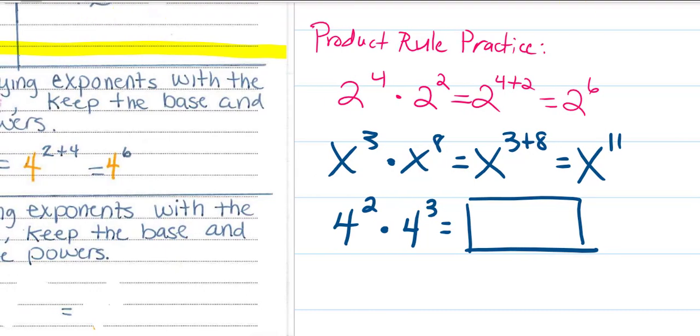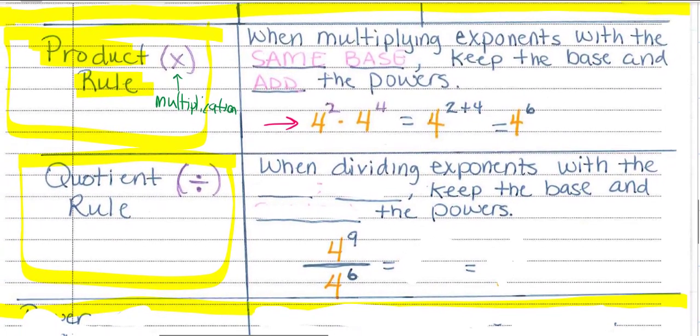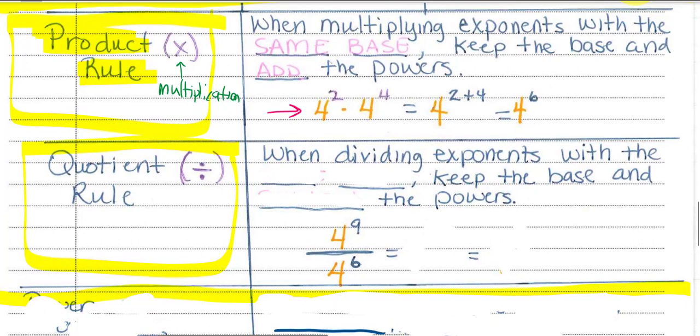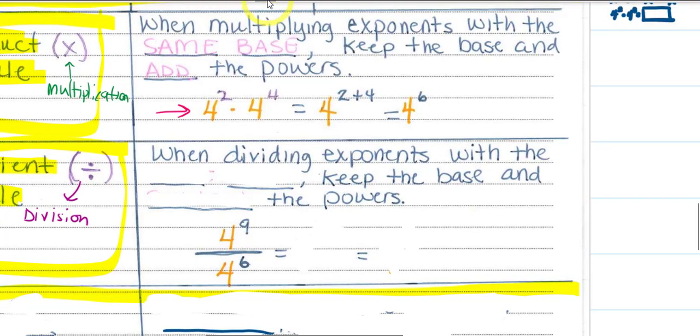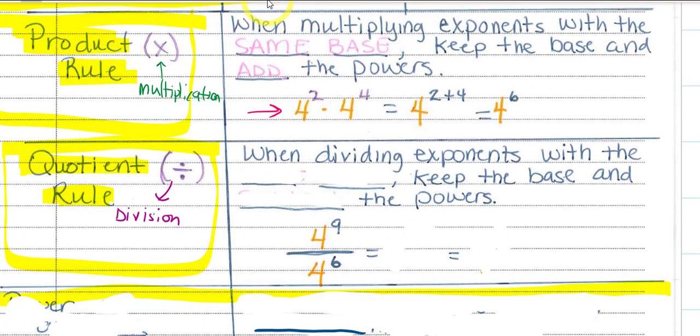All right, let's move on to the next property. So in the next property, we have the quotient rule, and quotient is a word that indicates division. So when we see quotient, we know we should be referring to a division. Okay. And the rule states that when we are dividing exponents with the same base, so again, we need to have the same base, you're going to keep the base, and this time we're going to subtract the two powers.